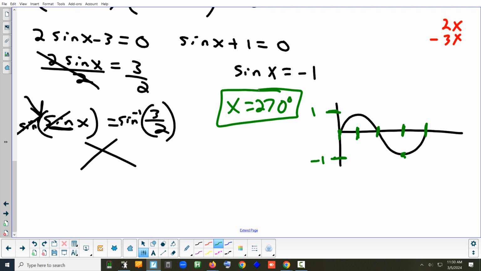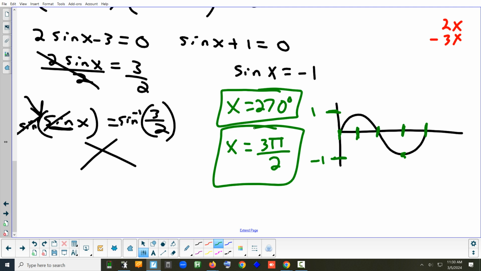What's 270 the same as in radians? If you know what 90 is, just think of it as 90 with a 3 in front of it, times 3. Oh, so 3 pi divided by 2. 3 pi divided by 2. Because pi divided by 2 is 90, and then you're tripling it to get 270.